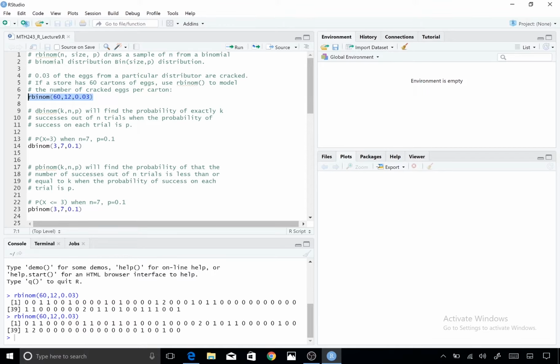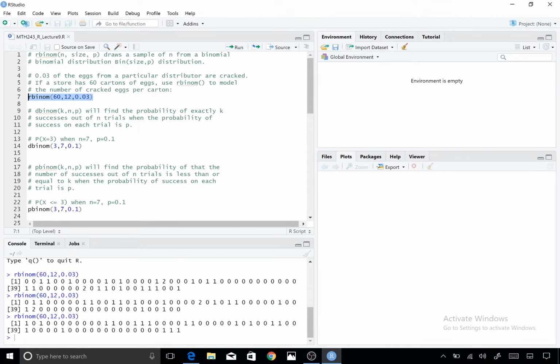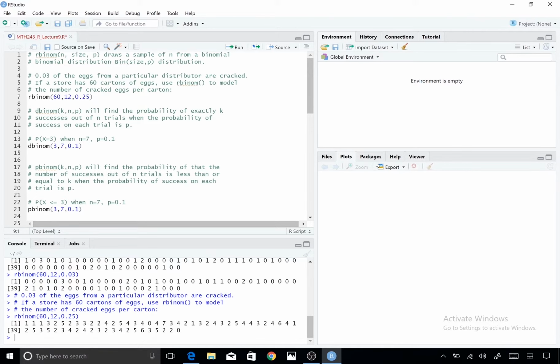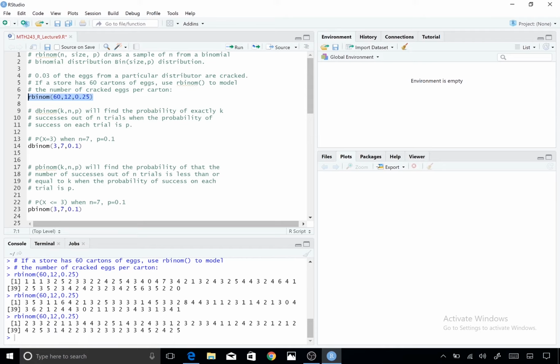I can run it again and again, and you see this one had 3. But I can change the p, so maybe 25% of the eggs are cracked. And now you see more eggs per carton are cracked. But that's rbinom, and it can be useful for modeling things.